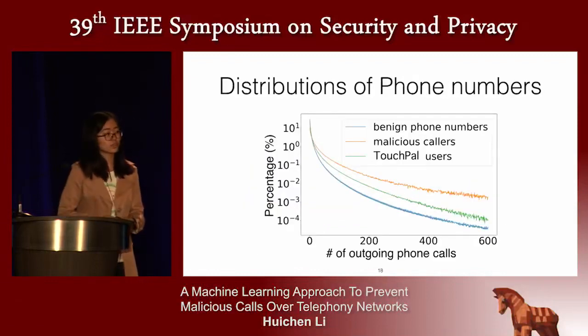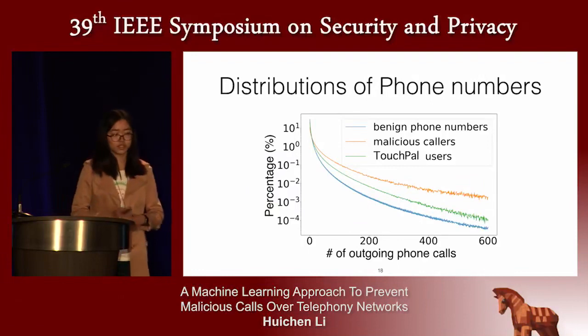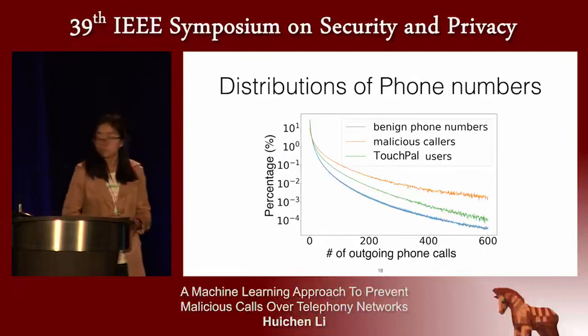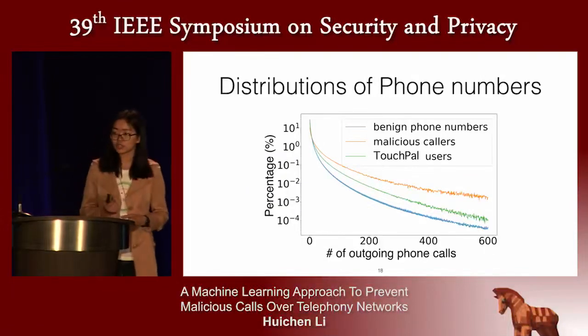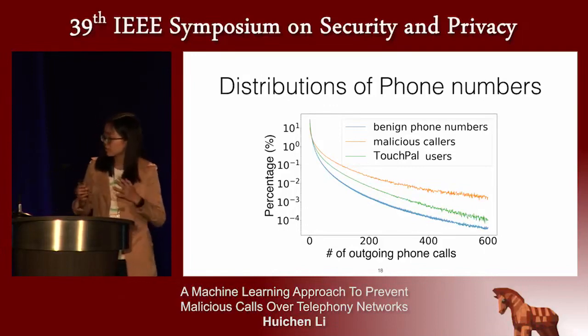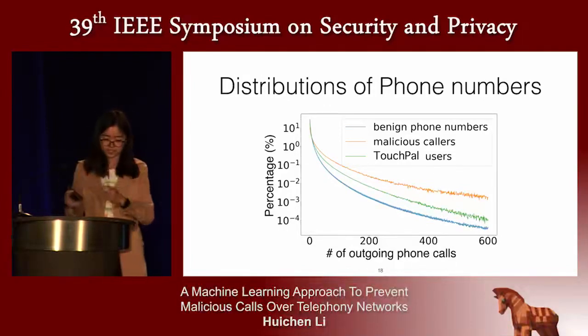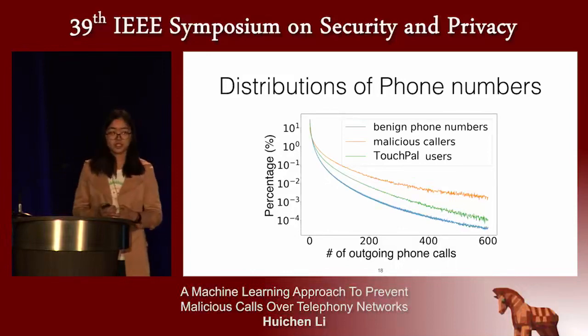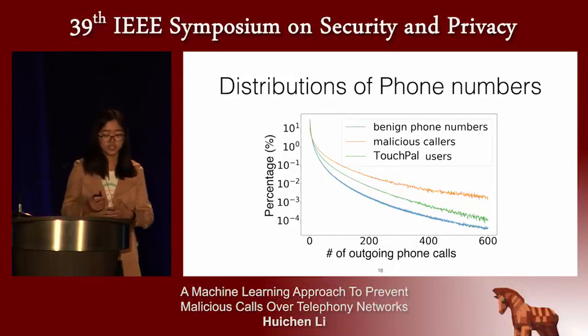This is the distribution of phone numbers over the number of calls they make. You can notice the three curves here are very different. If you look at the tail there, they are the phone numbers that are making a large number of calls during 3 months.